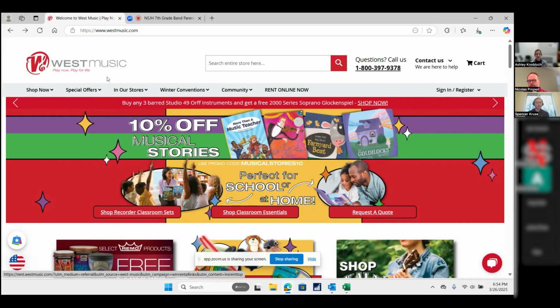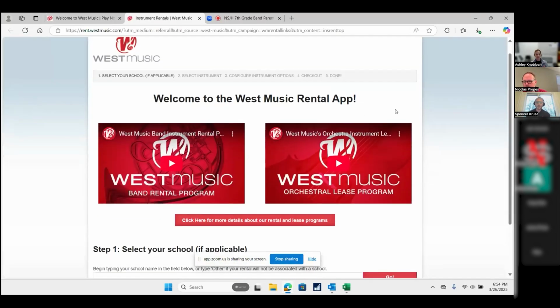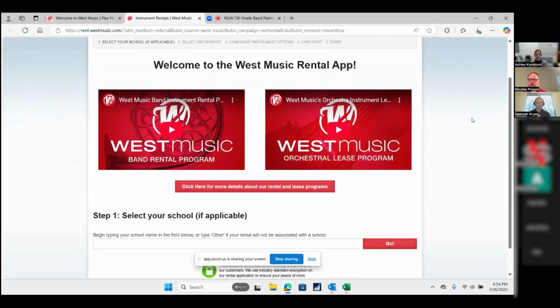So going through, we try to make it easy and online in order to get your rental taken care of. If you go to westmusic.com, which is what you're looking at here, you'll see a bunch of stuff where you can shop or store. But what you're going to be looking for is this rent online now option. And it'll bring you straight to this screen here. It'll walk you through with these videos the band rental program, a lot of the similar stuff that I'm going to be telling you here today.